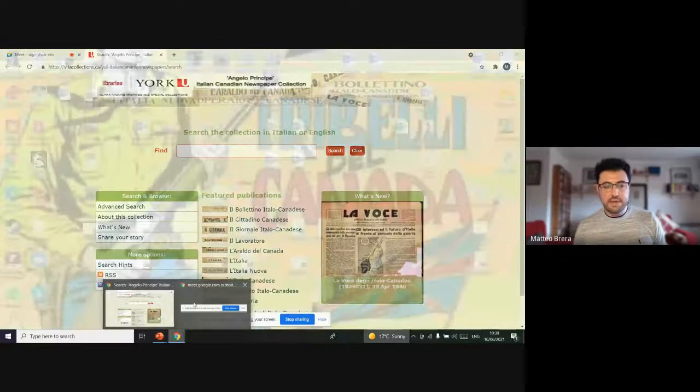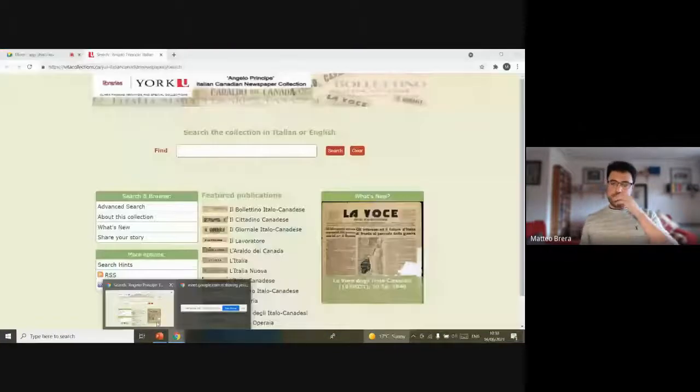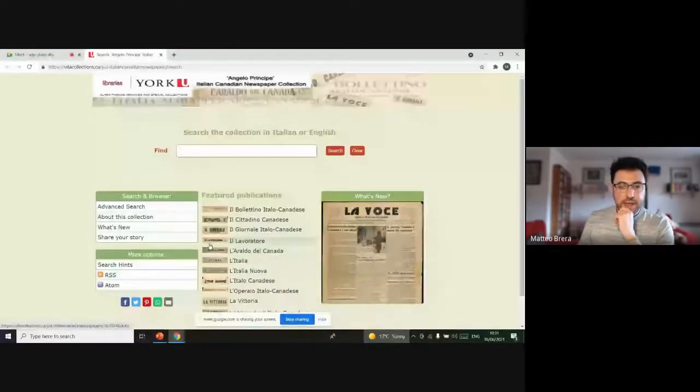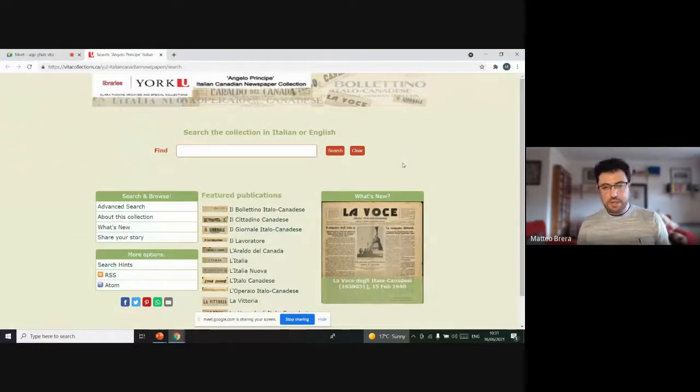Great, fantastic. Okay, so this is the newspaper collection. As you see, it's very sleek. It's very easy. I wanted to privilege the searchability.